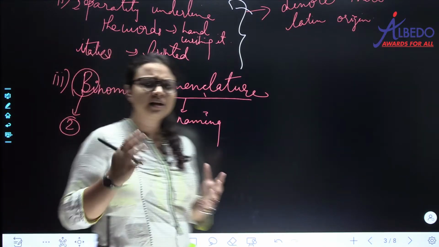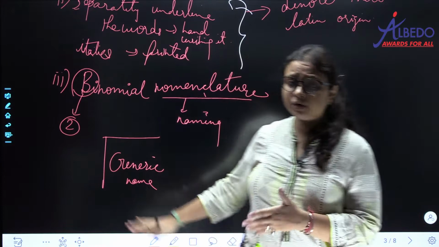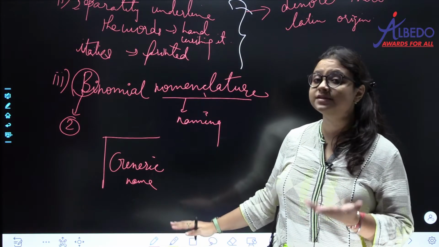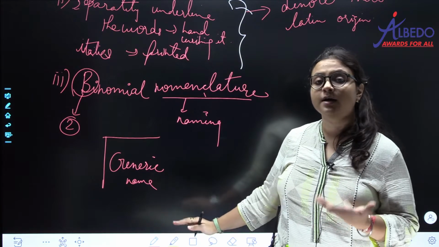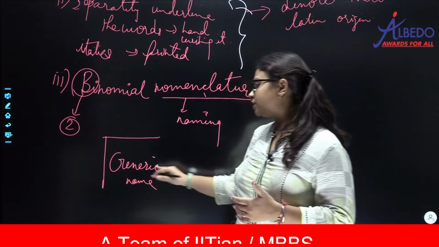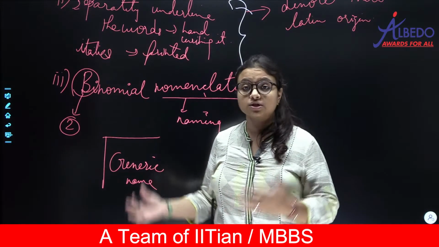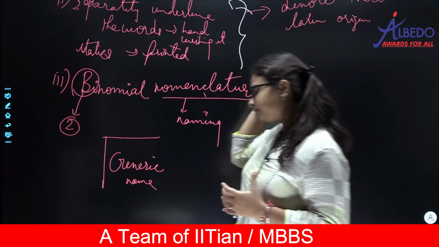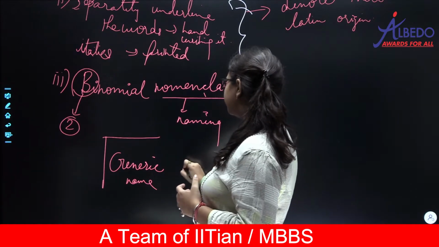Generic name means the name of the genus. We looked at the taxonomic hierarchy. What was the second lowest level of classification? That was genus, and the plural of genus is genera. So the generic name is the name of the genus of that particular organism, of that particular species.